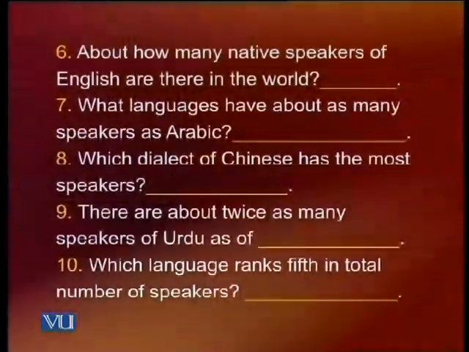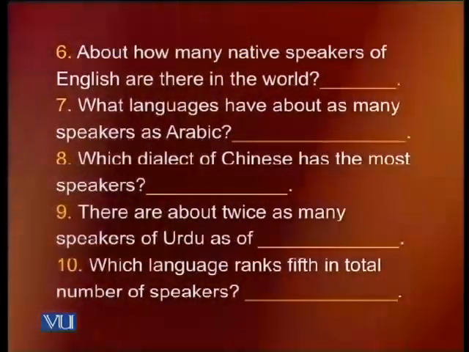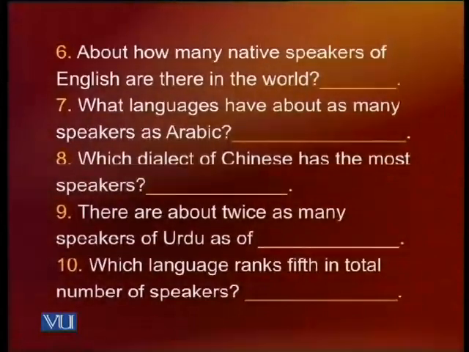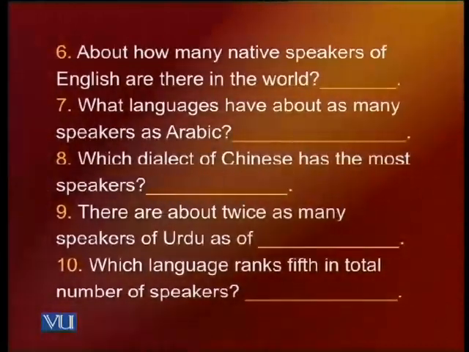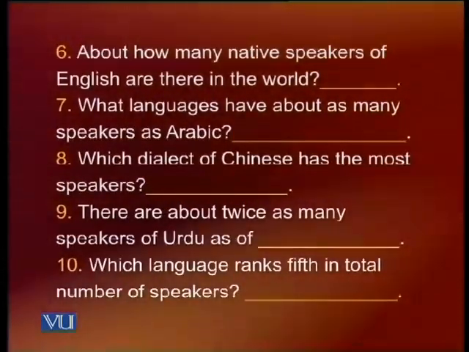Now, for the rest of the statements, you answer the questions by writing on the lines that are provided, but you can note them down in your notebook. About how many native speakers of English are there in the world? Now, this is according to the 1979 almanac, right? Rather dated. And according to the bar graph, it is something like 370 million.